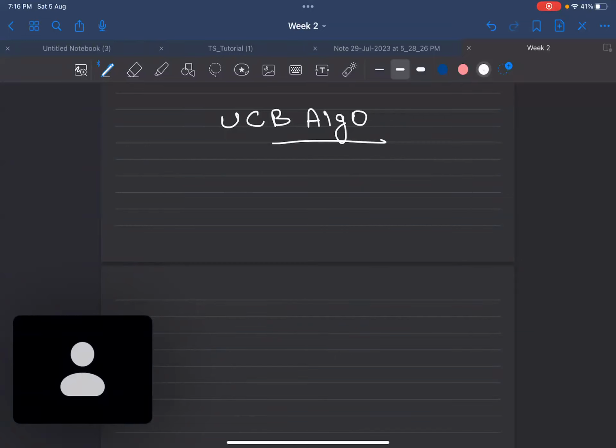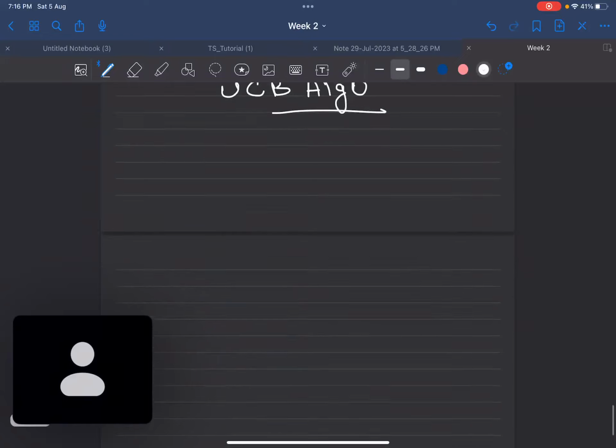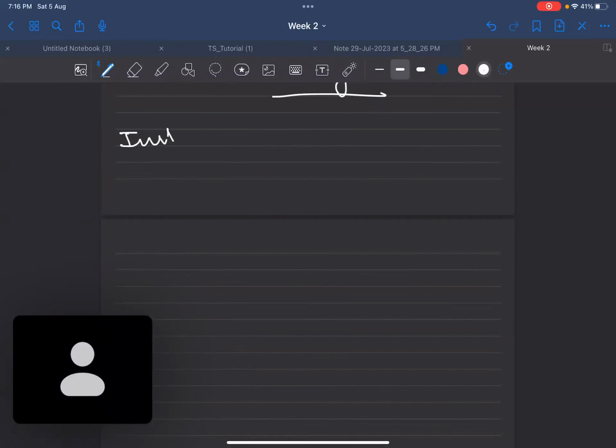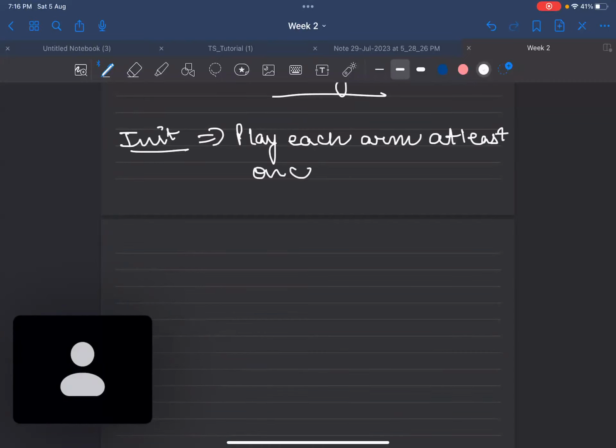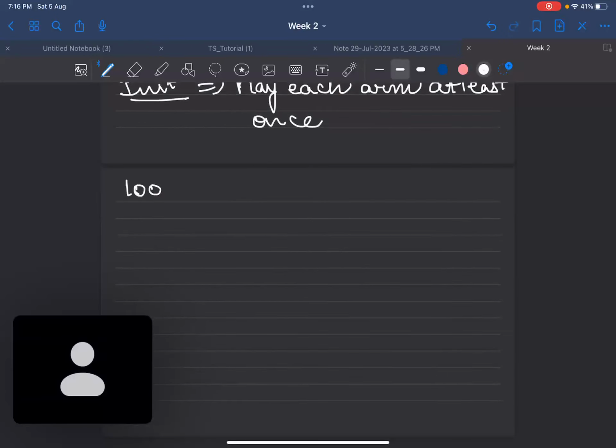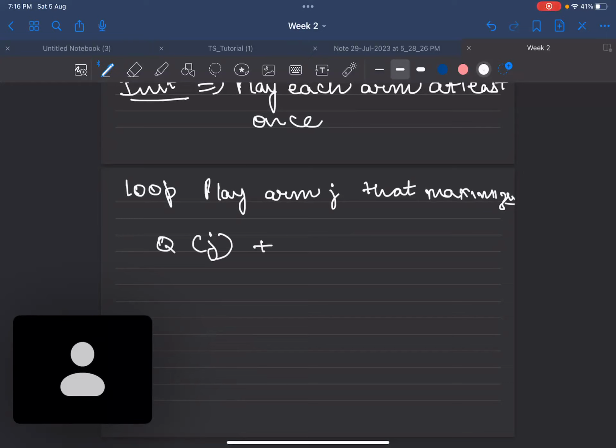Okay, let's see that pictorially and understand it. First of all, let me write this same thing. Play each arm at least once. It's at least once, not only once. Many of them get confused that it's always only once. Play arm J that maximizes. You all got the proof, like how that UCB is working? The proof, basically the upper bound proof.